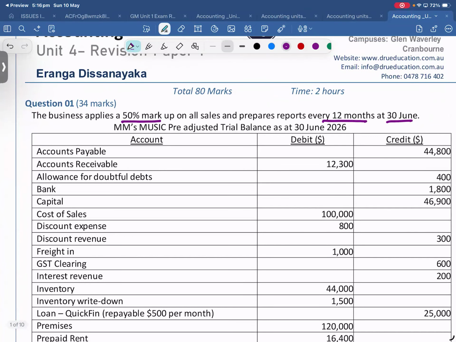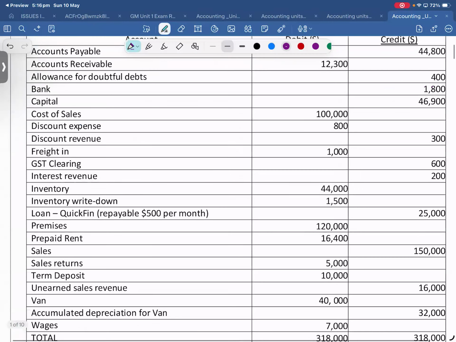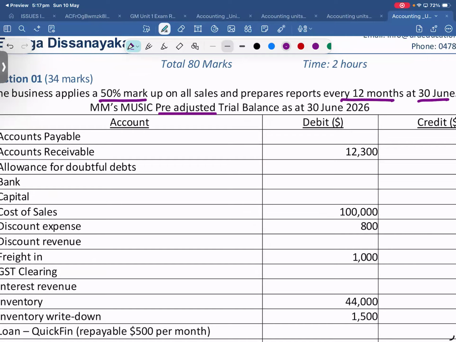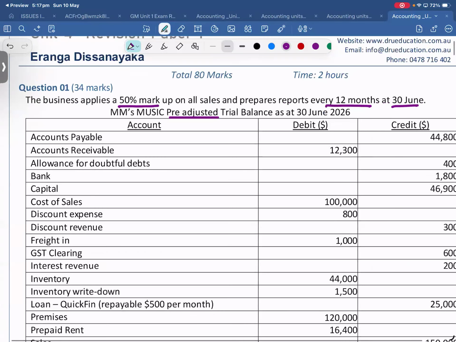If you want, you can read the trial balance. See, this is the pre-adjusted trial balance. Okay.